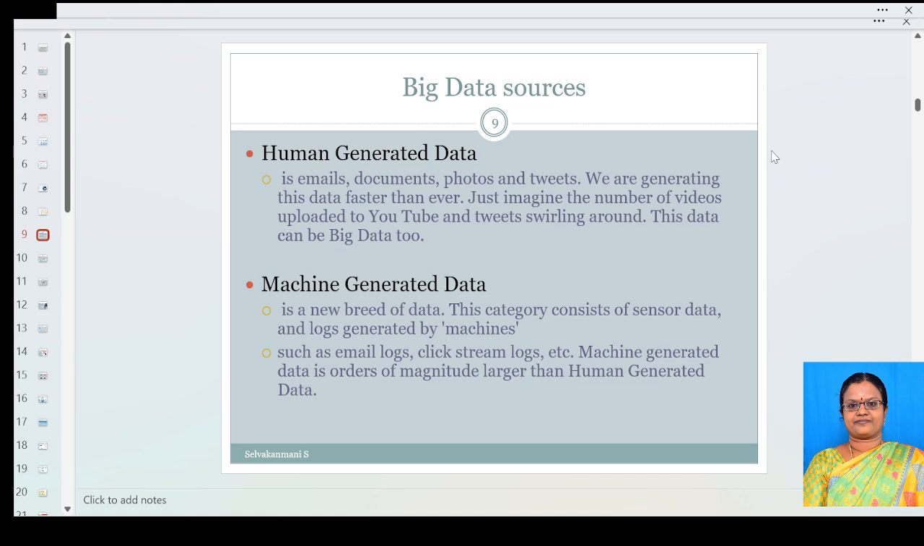We know that there is a tab called history in our Google Chrome. It will directly help us to browse the website without any delay. So that means it is again machine generated data. Machine generated data also includes email logs and clickstream logs, right? This machine generated data is orders of magnitude larger than human generated data.